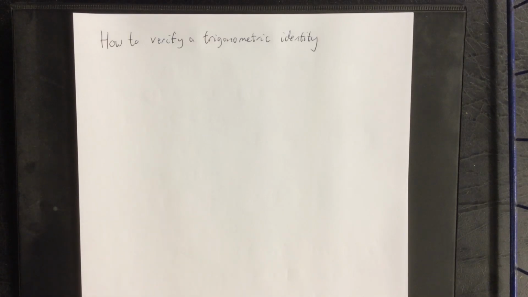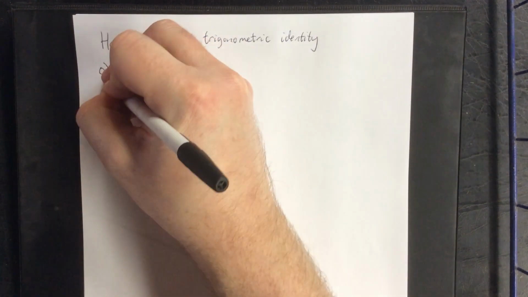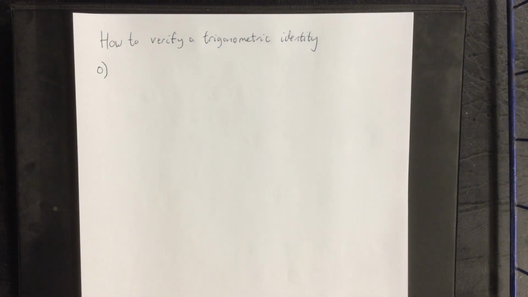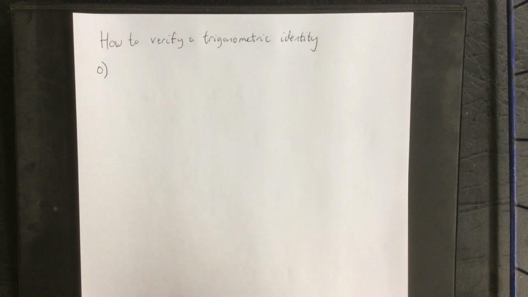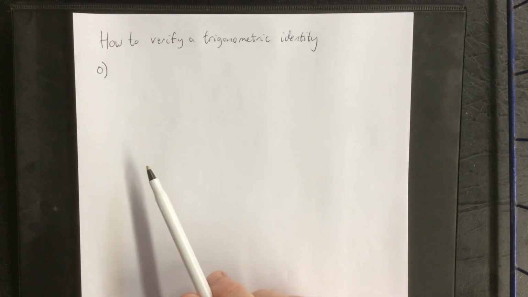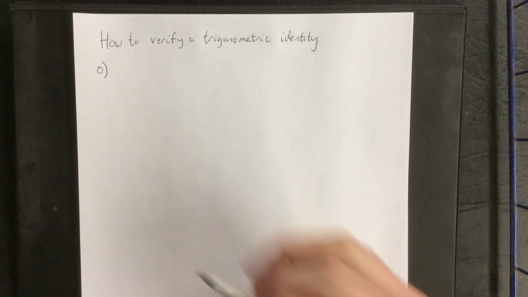So, given a trigonometric identity, how do you decide how to verify this trigonometric identity? Well, there is a step 0 to all of this because this is a decision that you have to make before you even get started. What side do you start with? Ultimately, our goal is to turn one side of an identity into the other side of an identity.